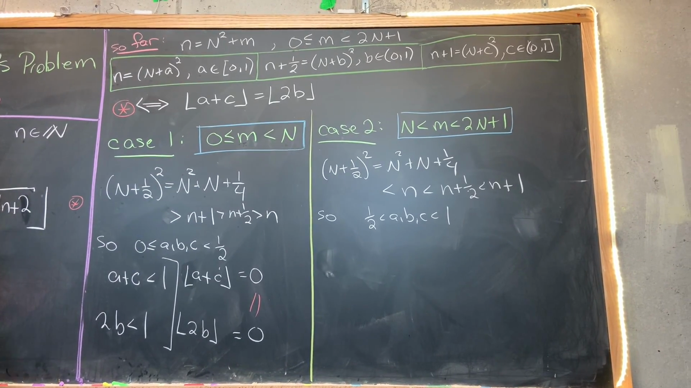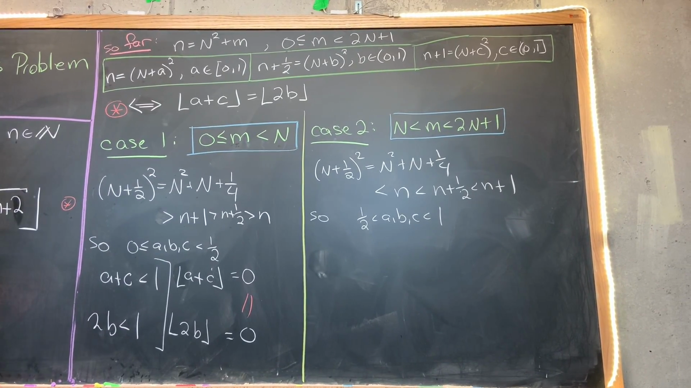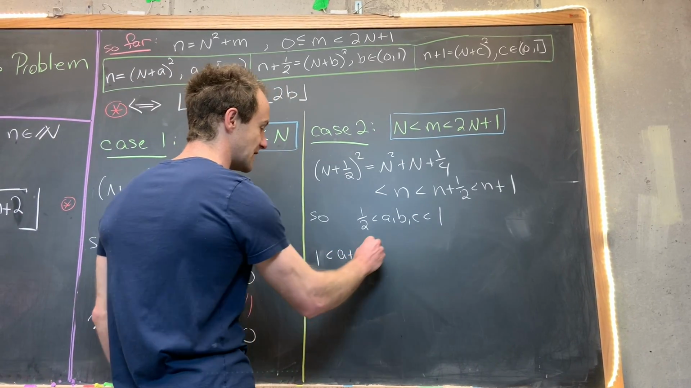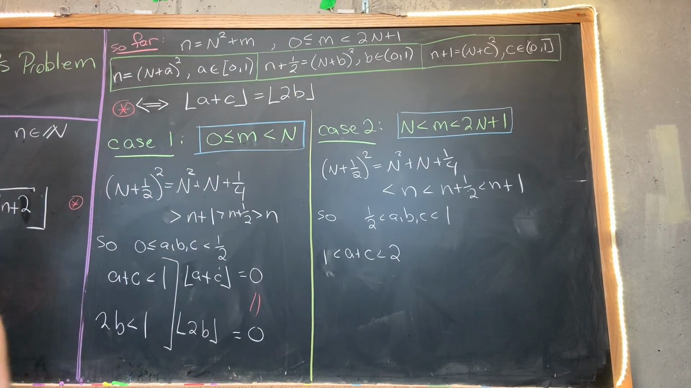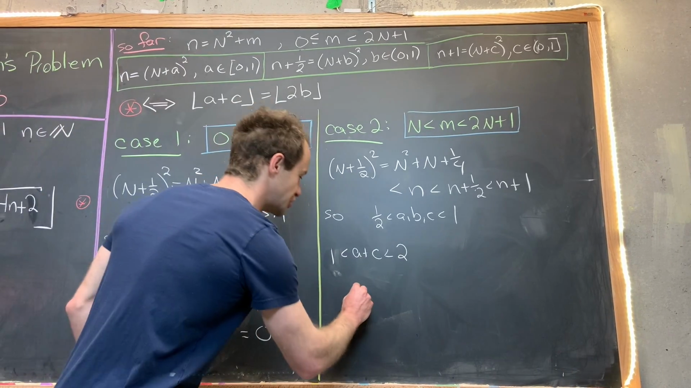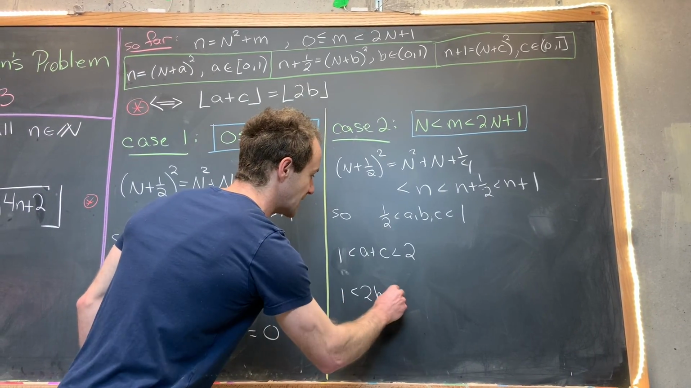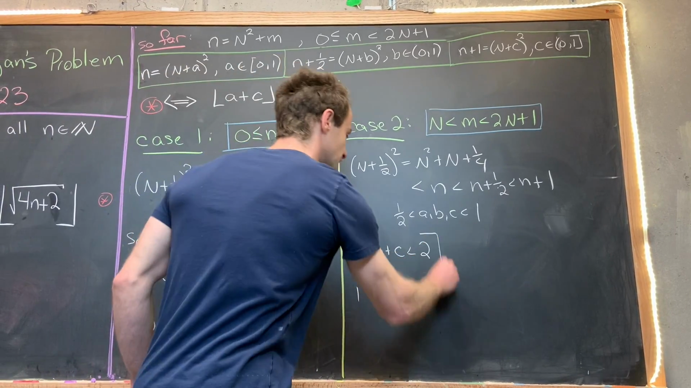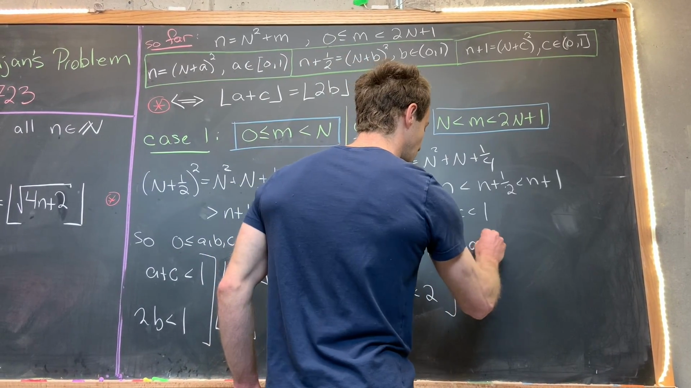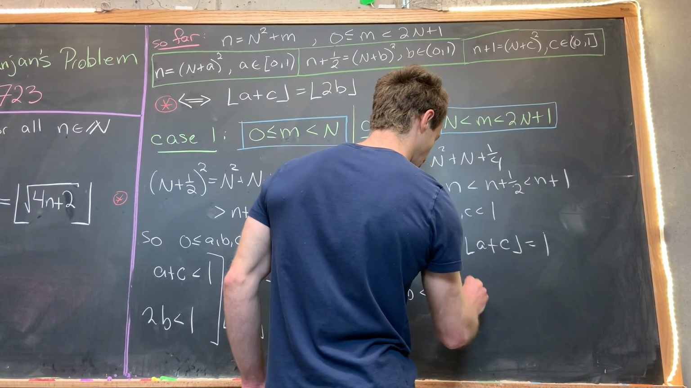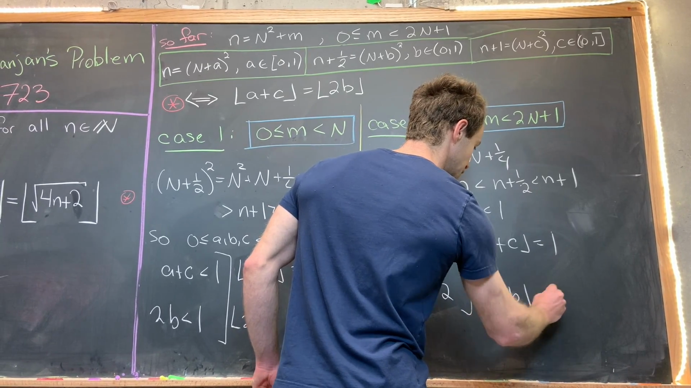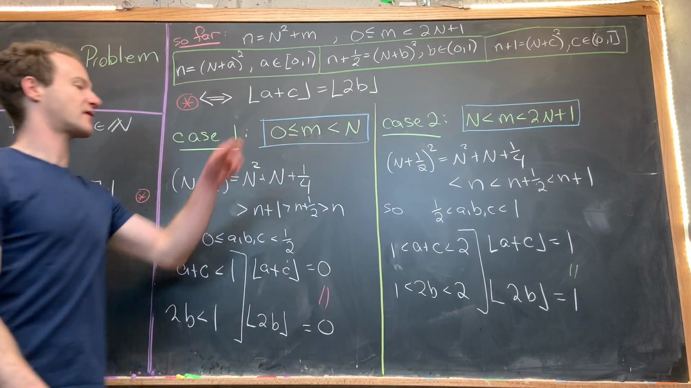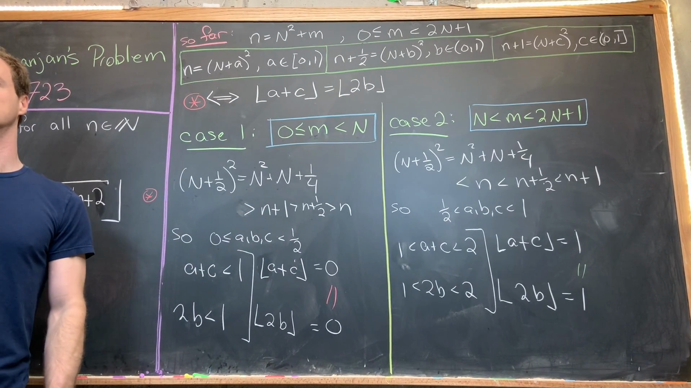Great. But now since a, b, and c are between 1/2 and 1, we know a plus c is bigger than 1, but it's less than 2. And then we know that 2b is also bigger than 1, but less than 2. But putting those two things together, we see the floor of a plus c is equal to 1, and the floor of 2b is also equal to 1. So we have equality for our identity in this case as well.